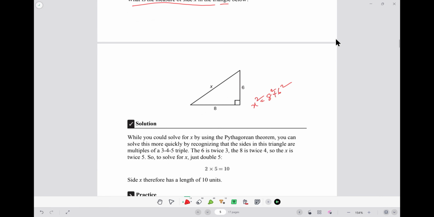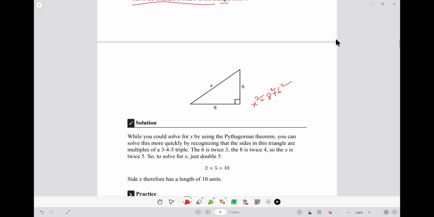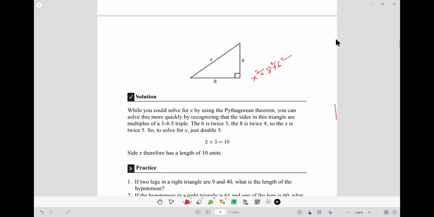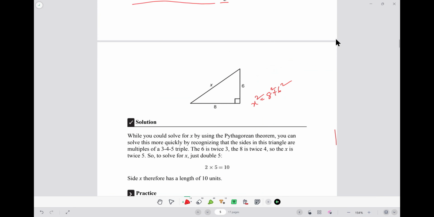But I just want to focus on what they are trying to do. They are maybe trying to use some technique, some cheeky trick. That is, while you could solve for x by using the Pythagorean theorem, you can solve this more quickly by recognizing that the sides in this triangle are multiples of a 3, 4, 5 triple. The 6 is twice 3, the 8 is twice 4, so x is twice 5. Wow, that's an amazing shortcut. But I don't know how effective that is.